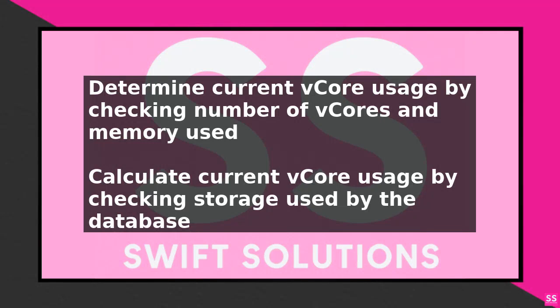To convert a Vcore model to a DTU model, you need to understand the key differences between the two models. The Vcore model is a virtual core-based pricing model, while the DTU model is a database transaction unit-based pricing model.